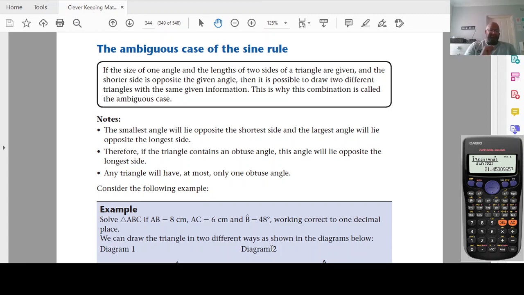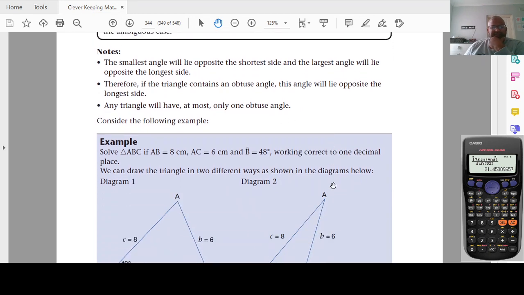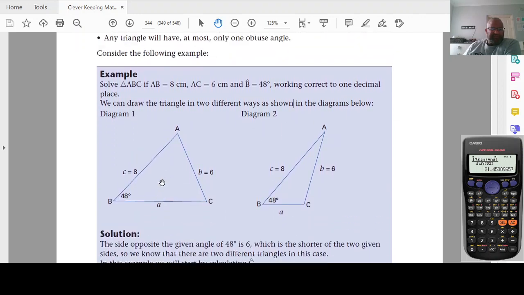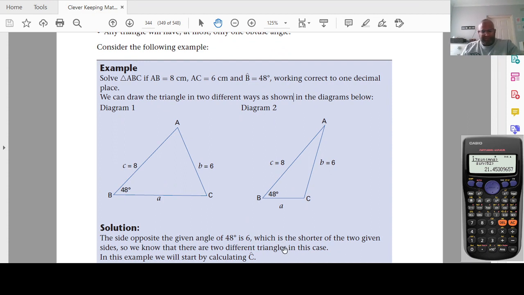Okay, then we are told in the third bullet that any triangle will have at most only one obtuse angle. So there's no way that there's a triangle that has two obtuse angles. Remember, an obtuse angle is an angle greater than 90 degrees but less than 180. So if a triangle has an obtuse angle, it can only have one. Okay, but there are triangles that do not have obtuse angles in them. Okay, and it's then known as an acute angle triangle. Consider the following example. So we're going to look at the examples here quickly.